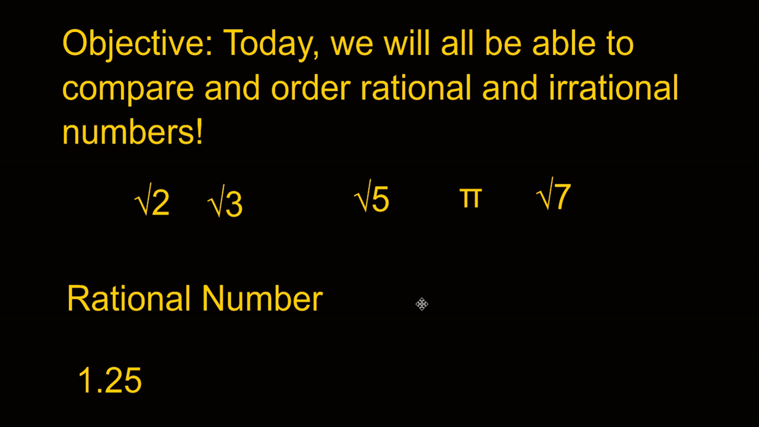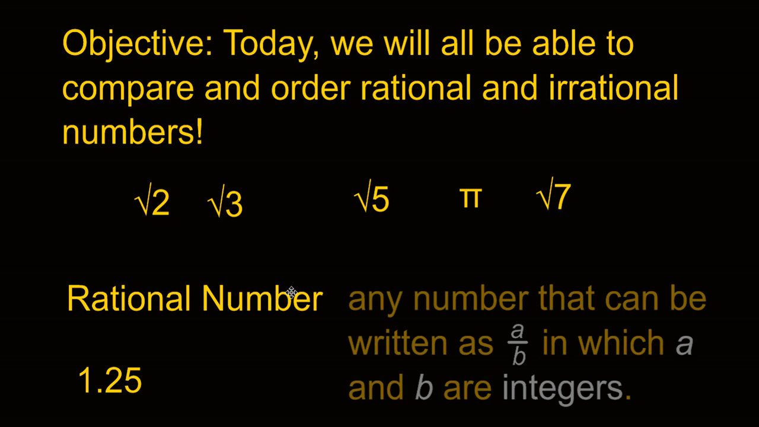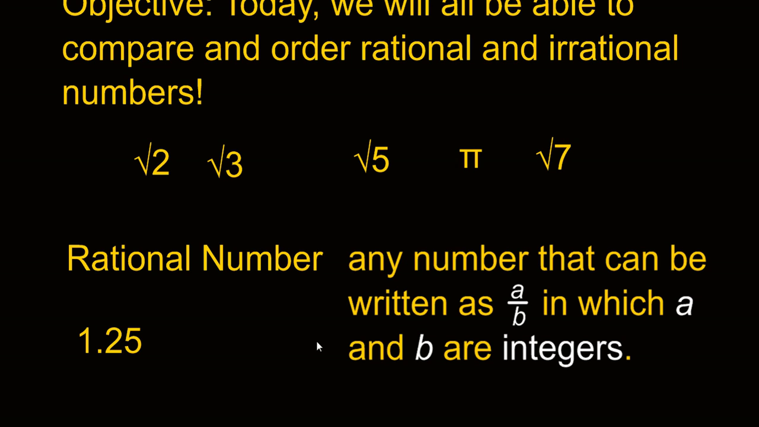are. So, if we look at rational numbers, a rational number by definition is any number that can be written as a over b in which a and b are integers. So I want you to think about this. 1 and 25 hundredths. Is this a rational number? Can it be written as a over b in which a and b are integers? If you said yes, you are absolutely correct because we can actually write this number as 5 over 4, 5/4. And 5 is an integer as well as 4 because integers are all the positive and negative whole numbers.